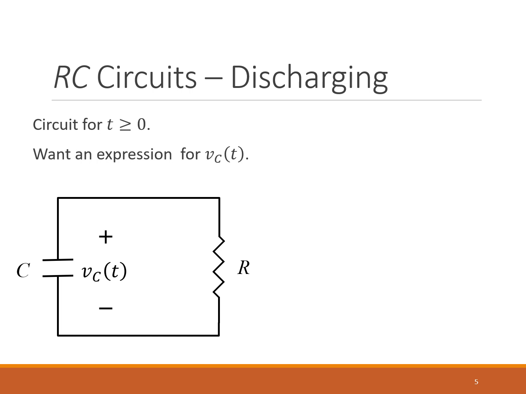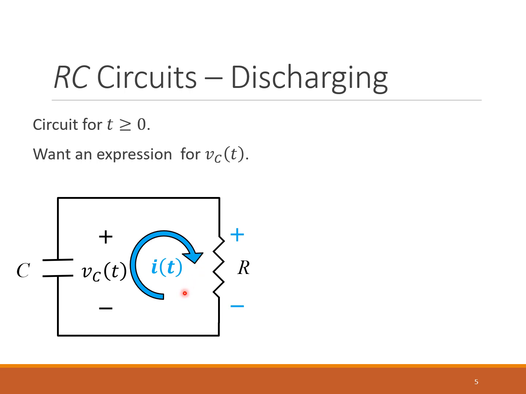From the previous video, we know qualitatively what to expect when we connect this charged capacitor to a resistor. We know that we have some energy stored in the capacitor, and over time that's going to be transferred to the resistor. So what we want to do here is take a closer look at that quantitatively. Specifically, we want to find an expression for our capacitor voltage V sub C as a function of time.